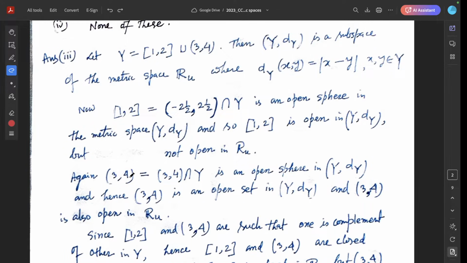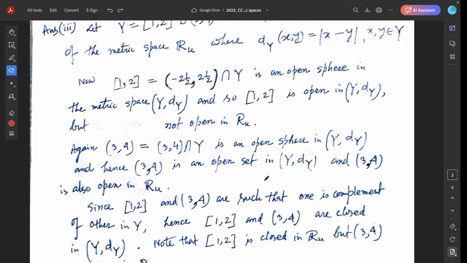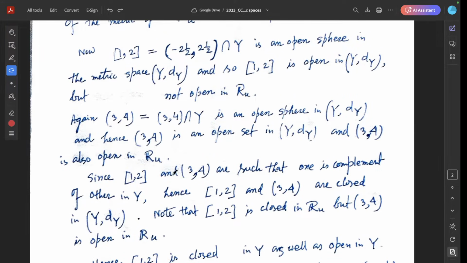Again, the open interval (3,4) equals the open interval intersection Y, which is an open sphere in (Y, d_Y). Hence the open interval (3,4) is an open set in (Y, d_Y), and (3,4) is also an open set in R. So the closed interval [1,2] and the open interval (3,4) are such that one is the complement of the other. Hence [1,2] and (3,4) are closed in (Y, d_Y), because [1,2] is open in (Y, d_Y).